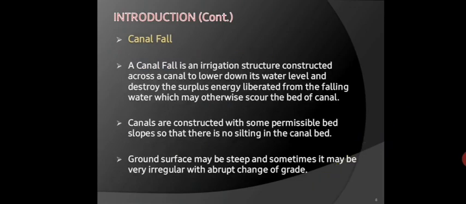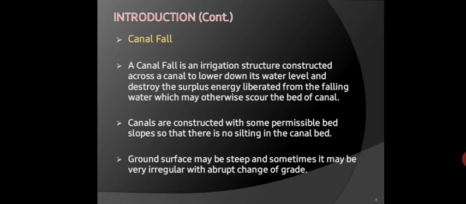So let's start with canal fall, the first regulating structure. A canal fall is an irrigation structure constructed across a canal to lower down its water level and destroy the surplus energy liberated from the falling water, which may otherwise scour the bed of the canal. So a canal fall is constructed to regulate the water level, right?